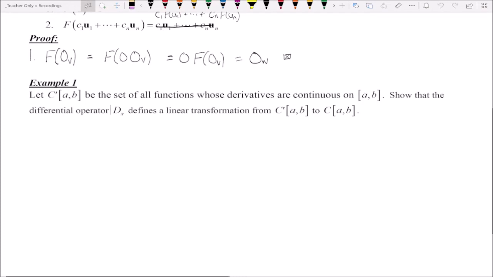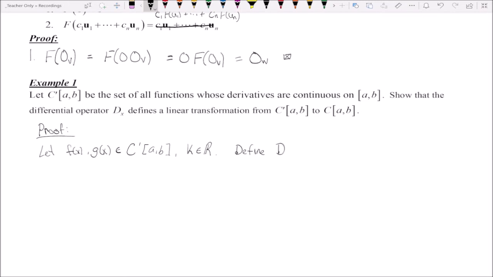Let C prime of A, B be the set of all functions whose derivatives are continuous on the closed interval A, B. We're going to show that the differential operator d sub x defines a linear transformation from C prime to C. So remember, C is the vector space of all continuous functions on the closed interval A to B. We let f of x, g of x be functions in C prime of A, B, and we're going to say k is some real number.